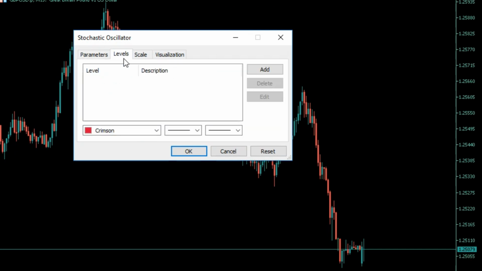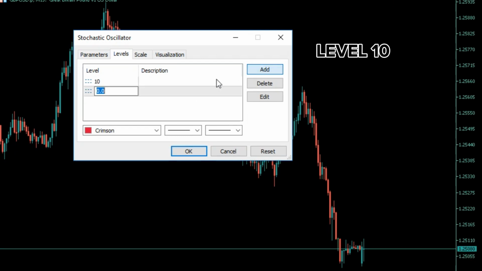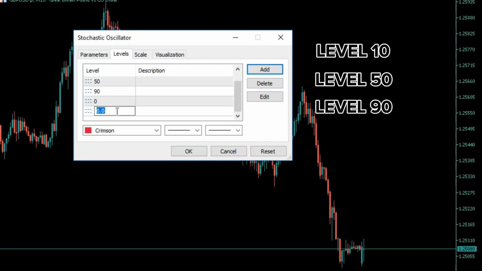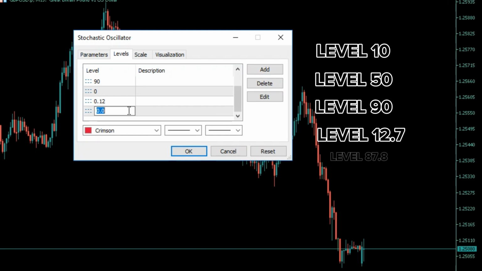We shall add our first level, which will be the 10 level, then we add our second level, which will be 50, then we add our third level, which will be 90, then we add our fourth level, which will be 12.7, then we add our last level, which will be 87.7. Those are the levels. 87.7, that will be our last level.